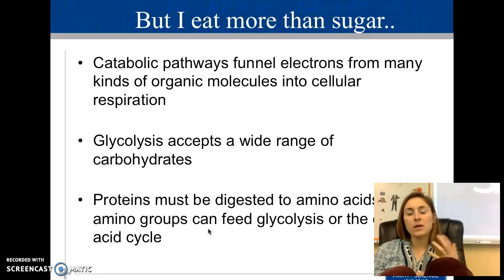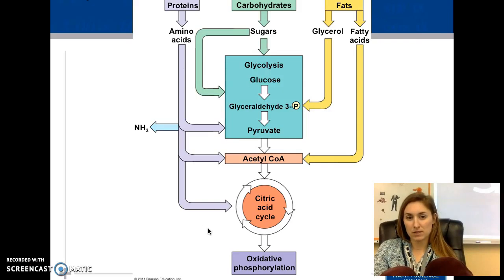Questions that come up: but I eat more than sugar, right? We always talk about glucose. These pathways funnel electrons from all different kinds of organic molecules into cellular respiration. And glycolysis accepts a wide range of carbohydrates. So we use glucose as an example, but I can use other carbs. Proteins are digested before being used, but they all end up being broken down enough to be used for these processes.